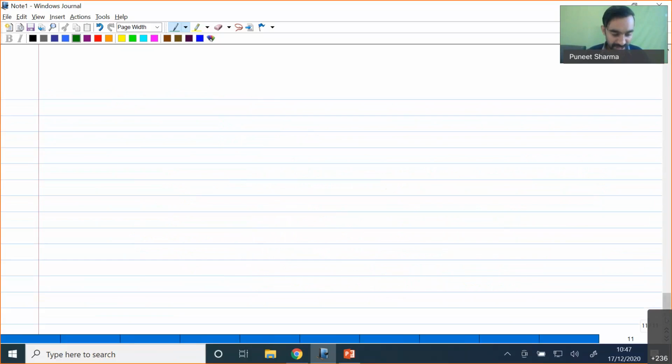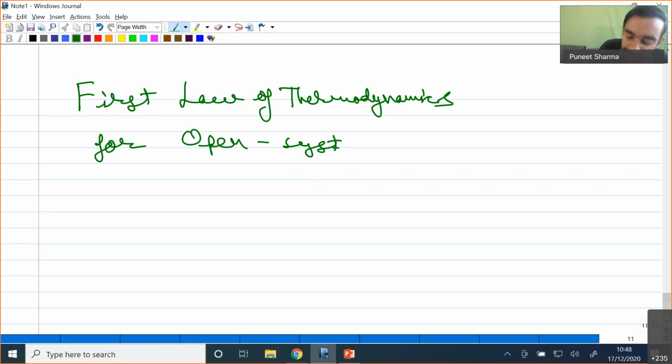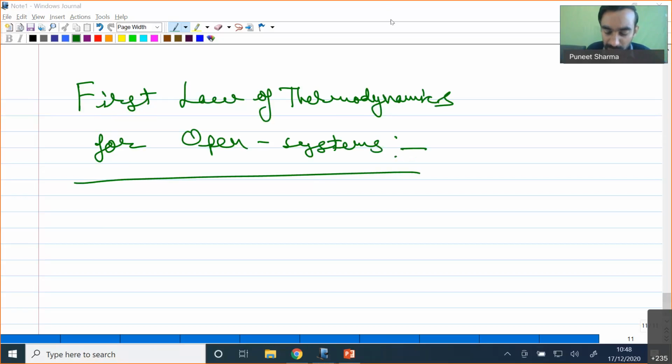Now, whatever we have studied up to this point concludes our discussion on the first law of thermodynamics for closed systems. Okay, so our next module will be the first law of thermodynamics, which we will now study for open systems. Okay, so that will be our next module. So I will stop at this point and try to take up your queries, and we will start our next module from the next lecture.